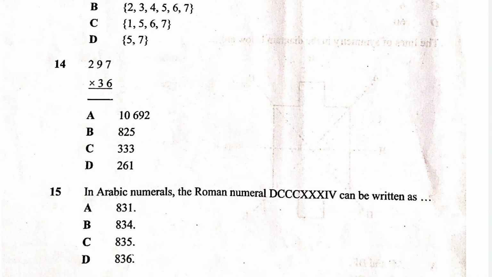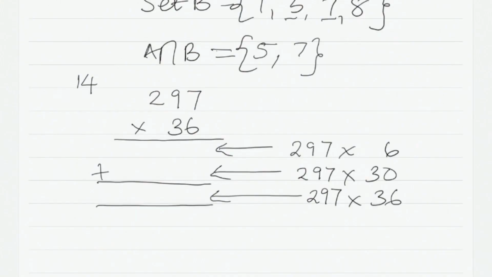So we are going to multiply 7 times 6, that gives us 42. You write 2 there, carry 4. 6 times 9, that gives us 54. 54 plus 4, that is 58. You carry 5. 6 times 2, that is 12. 12 plus 5, that is 17.